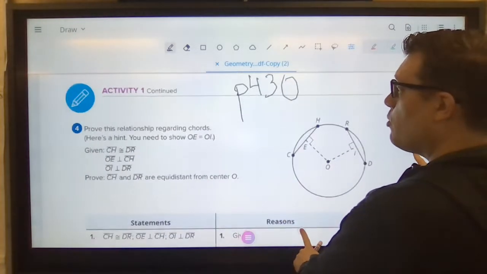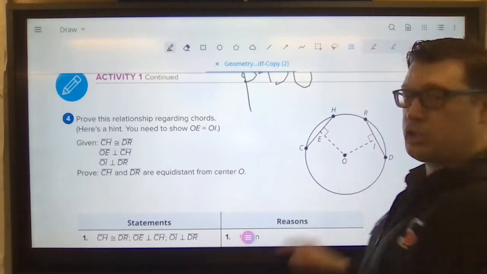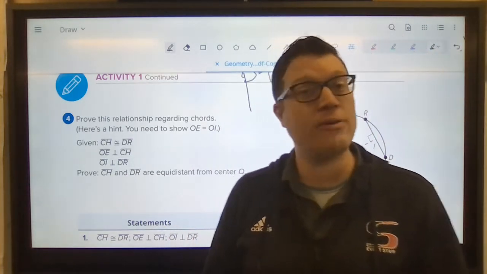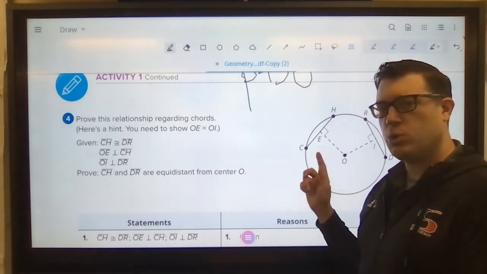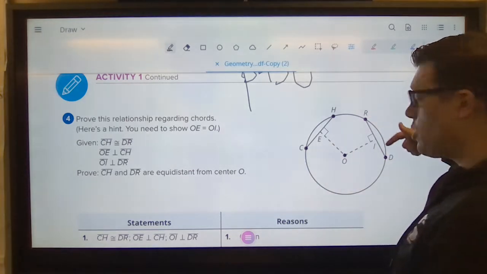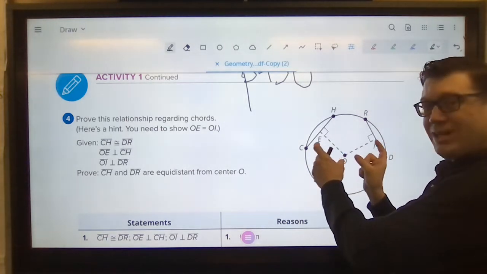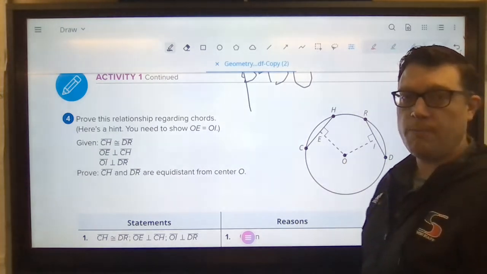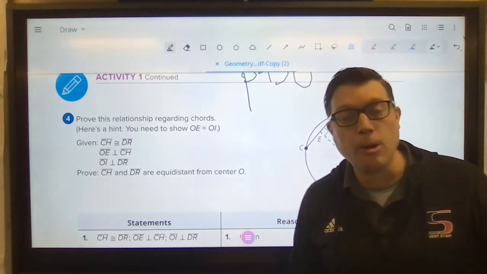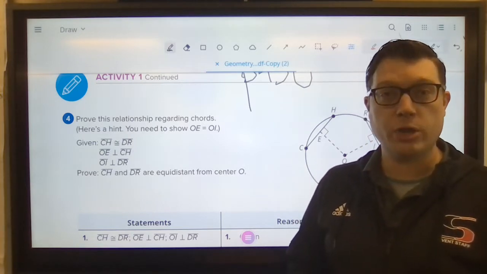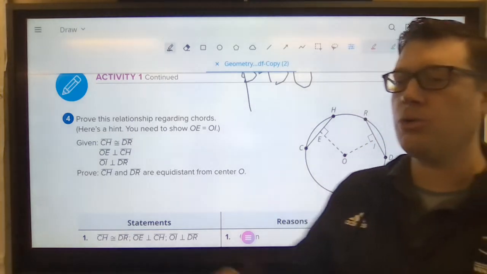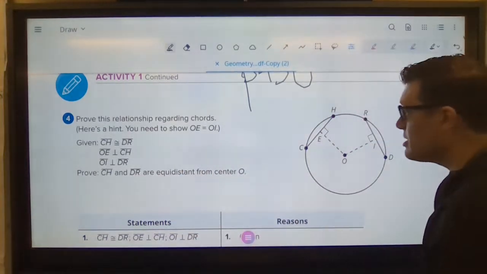This is based upon what we did in the previous page. Go back and watch page 429 in case you haven't yet, just to make sure we're clear on what's going on here. In page 429, congruent chords are going to be equidistant to the center of the circle. We created perpendicular bisectors. We worked our way through the information on those problems in order to figure out that that was true. So here, let's highlight some things.